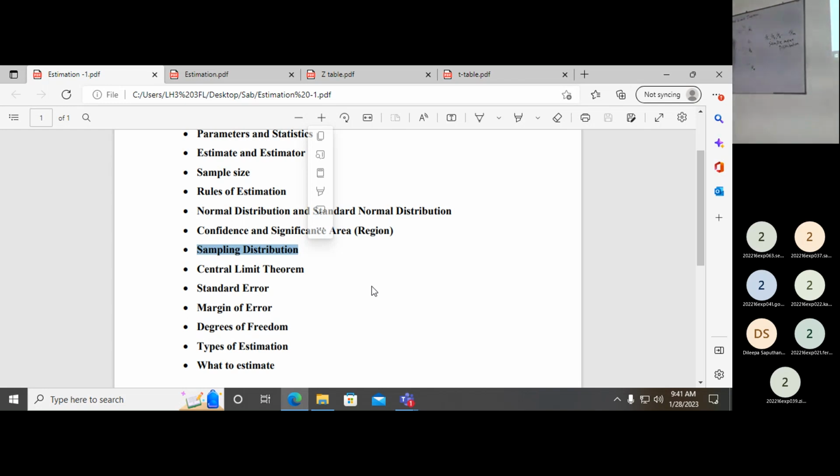This says that if you selected several samples, and those samples are large, the first sample also 30 or more, second also 30 or more, all are 30 or more. After taking large samples, if you calculate sample means, that distribution will be normally distributed even though your population is not normal. Sometimes the population may be left skewed or right skewed, but the sample mean distribution will be normally distributed. It is explained by central limit theorem.